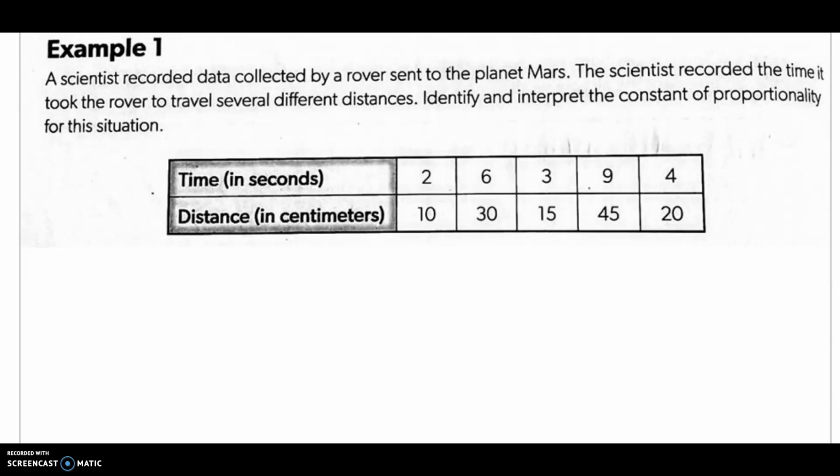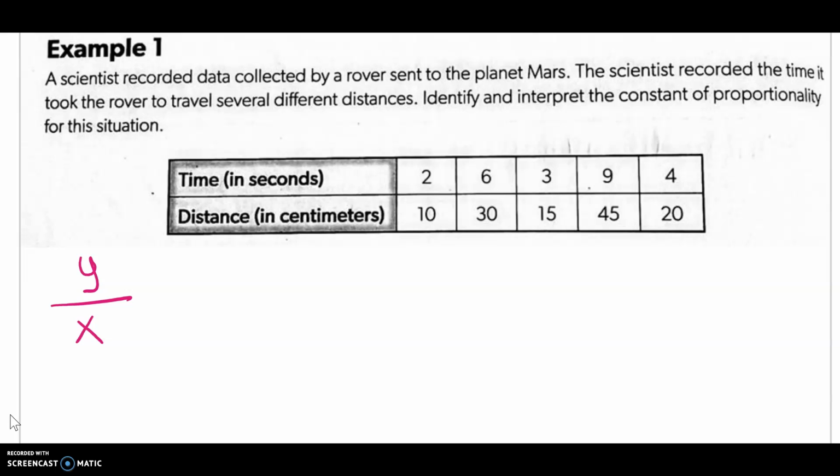In the table, we have time in seconds, that's our x, and distance in centimeters, and that's our y. The question's asking us to find the constant of proportionality. The constant of proportionality is just a unit rate. To find the unit rate, we do y divided by x.